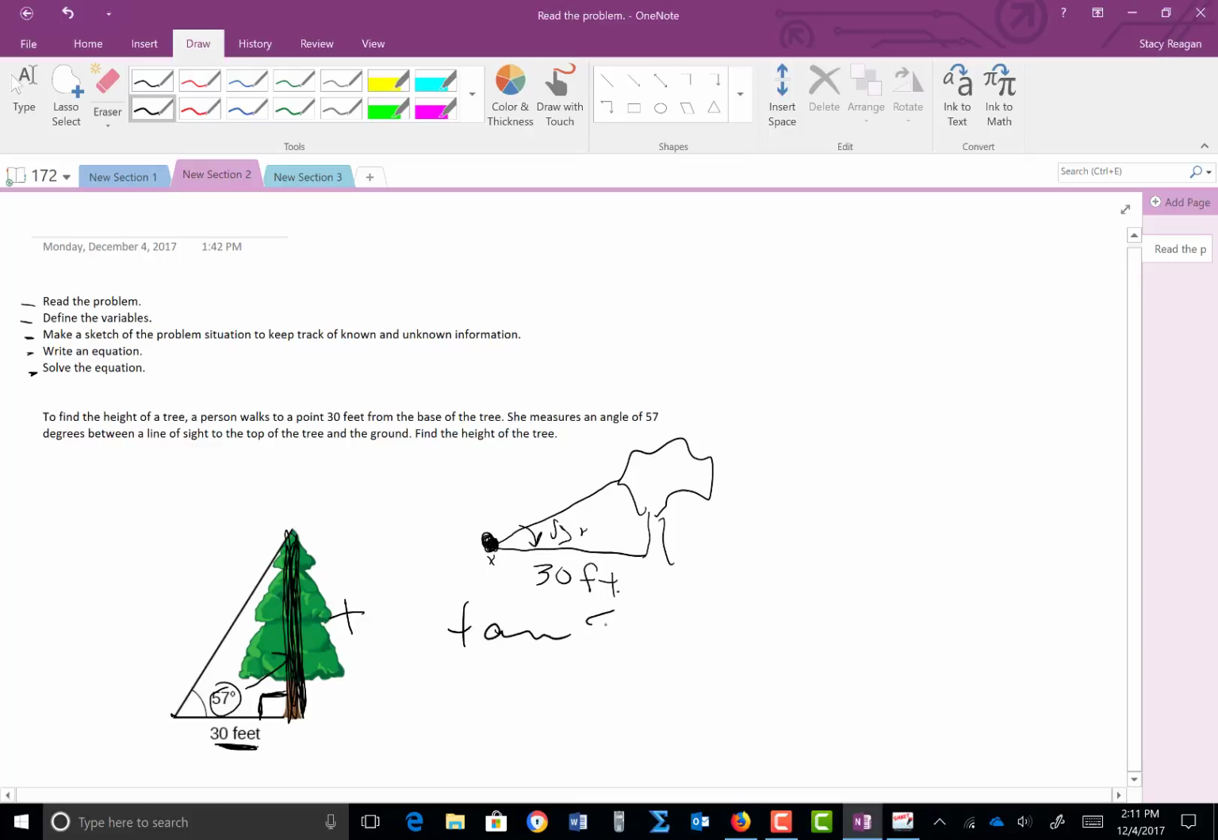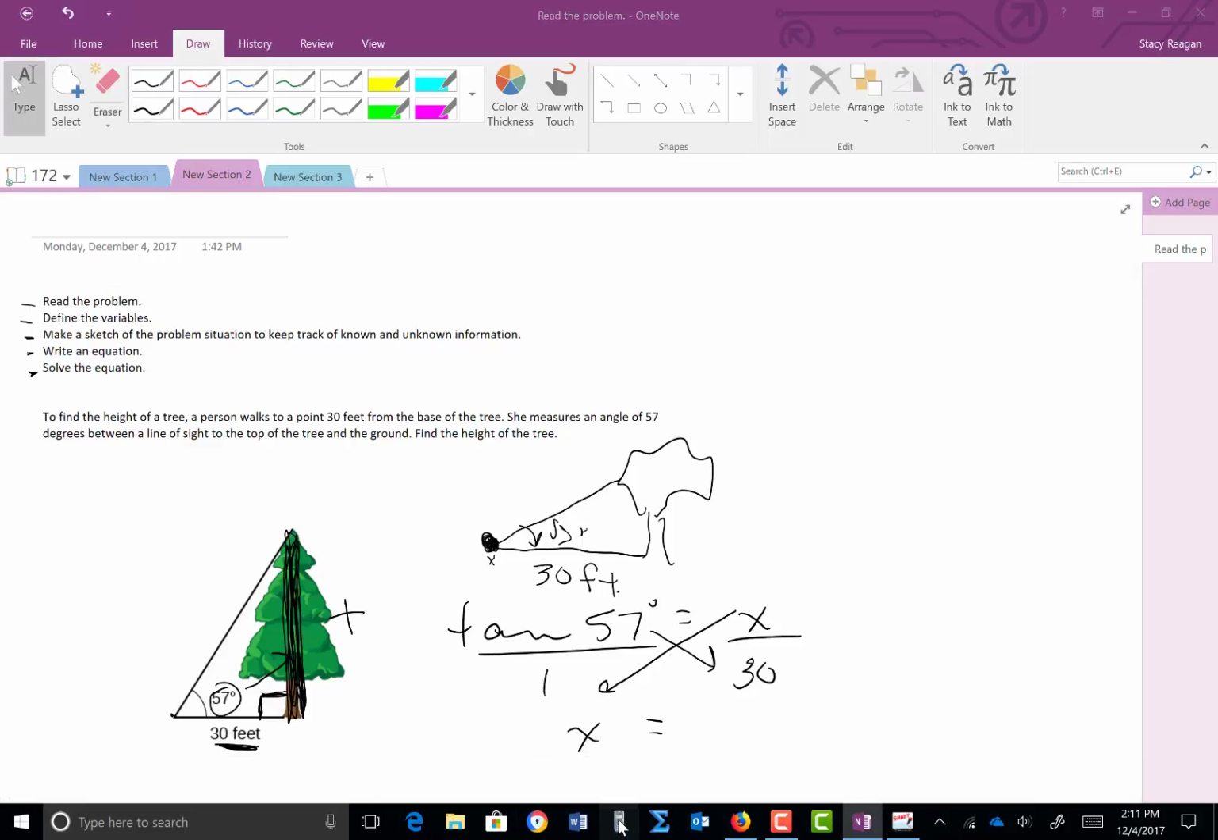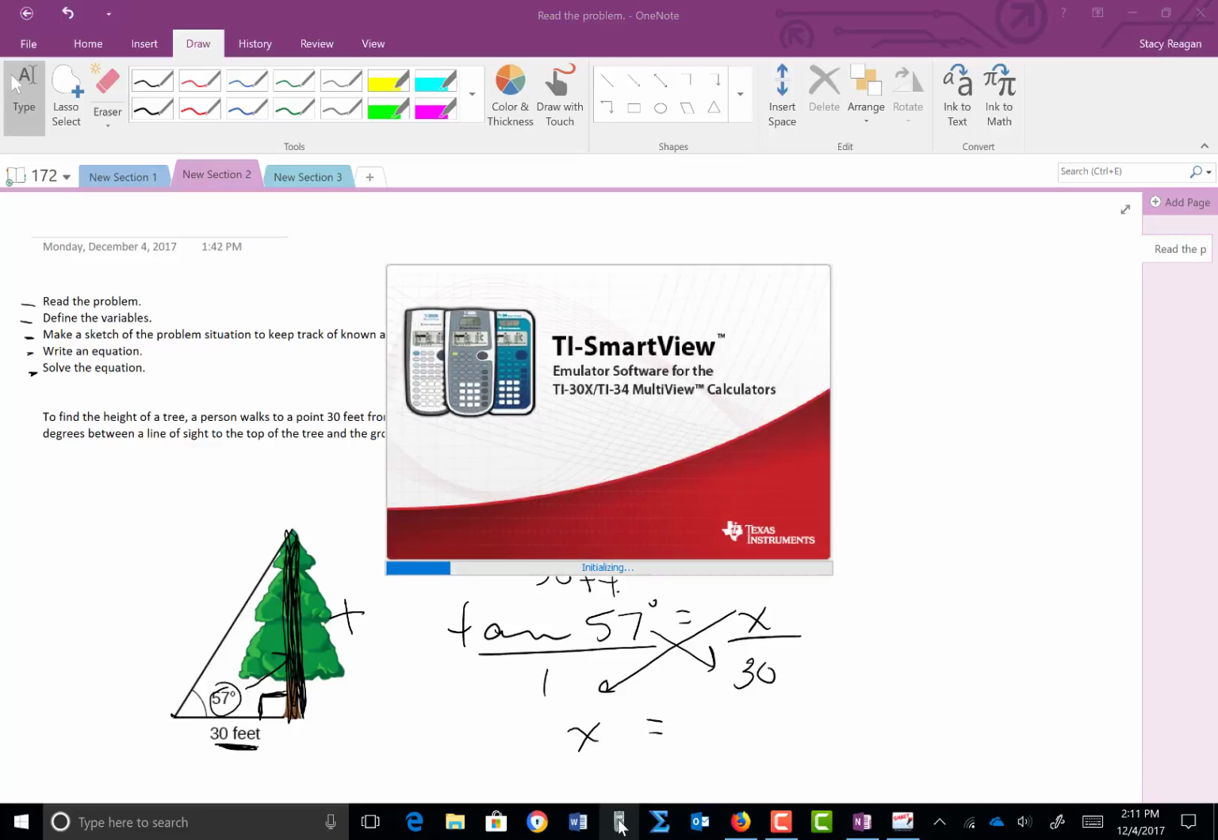So if I knew tangent of 57 degrees, which is side opposite over adjacent, I might be able to solve that problem. If I put a 1 under this and treat this as a proportion, I have tangent of 57 times 30 is going to be equal to x, because x times 1 is x. So if I just take my calculator and I punch in tangent of 57, so let's pull up my calculator.